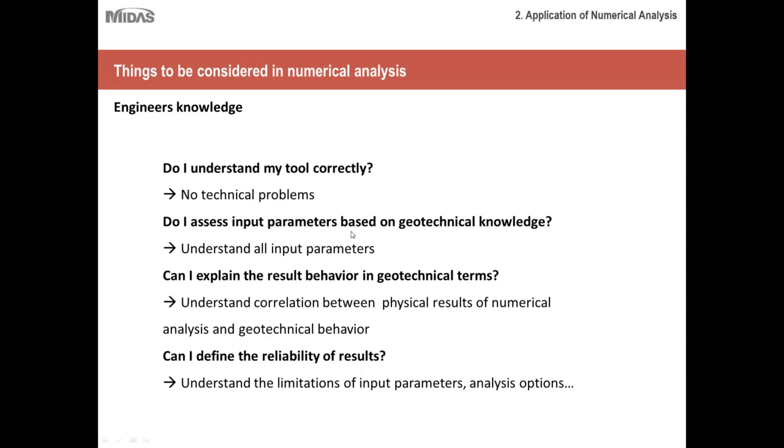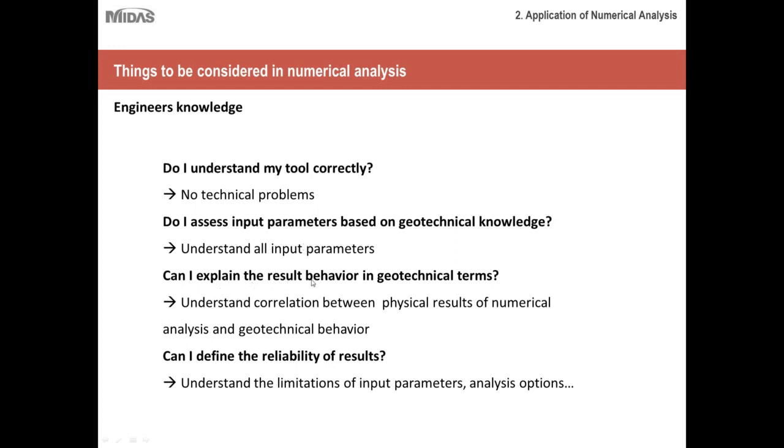Do I assess input parameters based on geotechnical knowledge? In other words, sometimes engineers get caught up in the trap of just entering parameters but not fully understanding what they're entering. They maybe saw a tutorial, or they saw in a manual that certain numbers go here, but they don't really understand what the numbers mean. So it's imperative that engineers understand every input parameter that they are entering, so that if there's a problem, they can understand what these numbers actually mean.